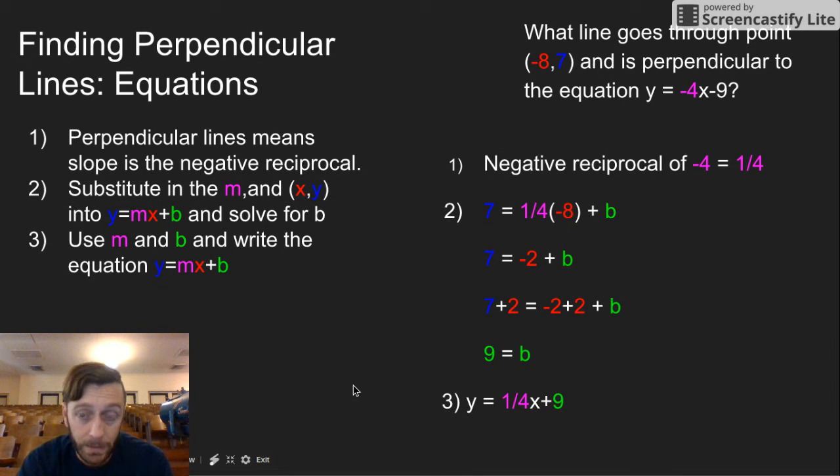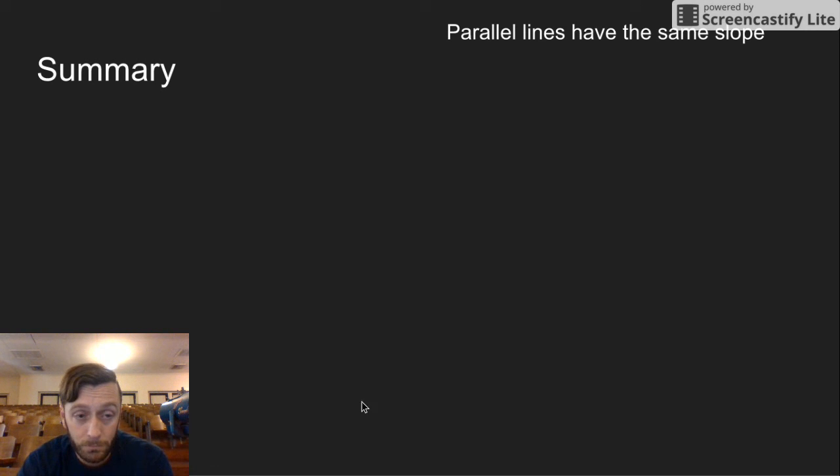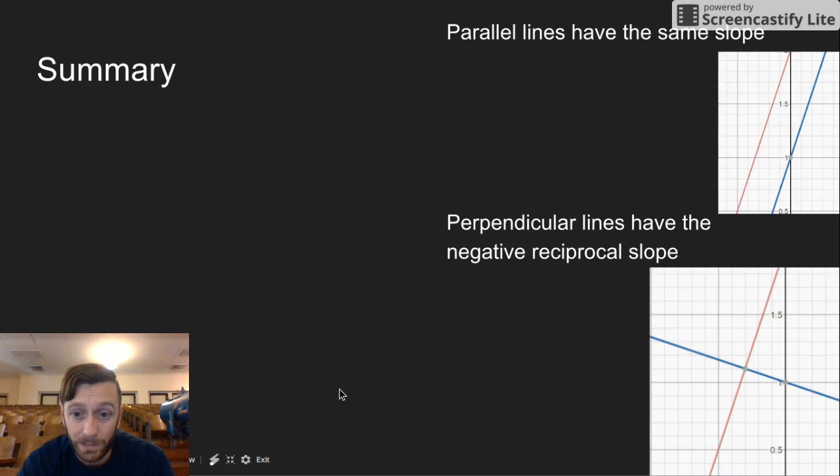Here we come to the summary. The 2 new things from today: parallel lines have the exact same slope, always. And perpendicular lines have negative reciprocal slope. You can see in these graphs, parallel lines are the ones that line up next to each other. They never cross. And perpendicular lines cross perfectly at 90 degrees.